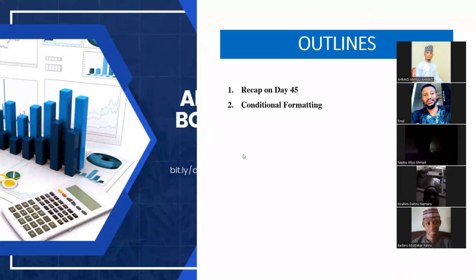If you can recall, yesterday we did things that have to do with highlighting a particular criteria. That means whenever something fulfills a particular condition, it will be highlighted based on the color you want, for example red, green, yellow, whatever color you choose. You just make that color appear as a conditionally formatted color on that particular cell. So we did greater than, less than, equal to, between, text, dates, and also duplicates.